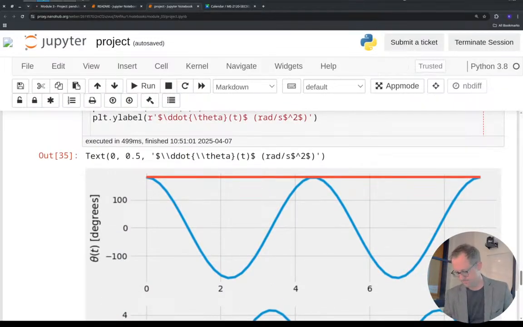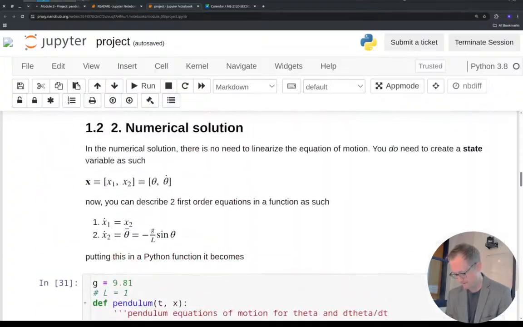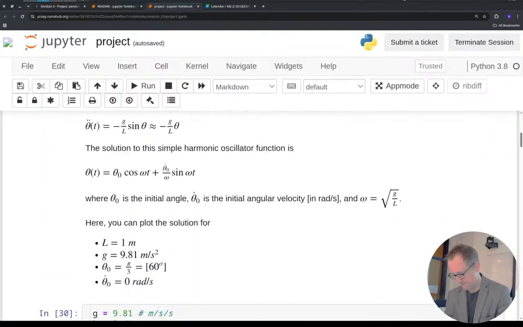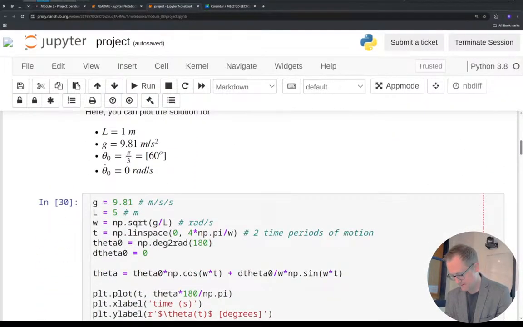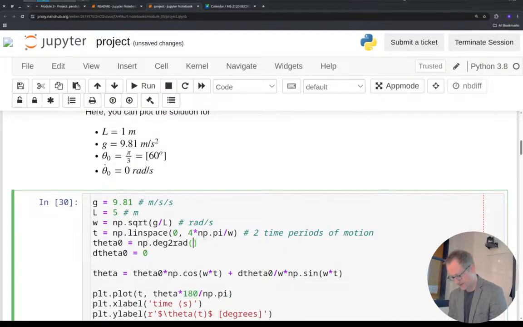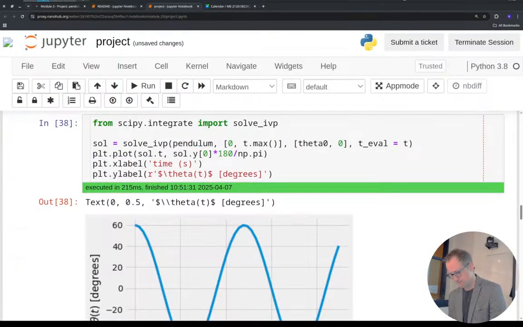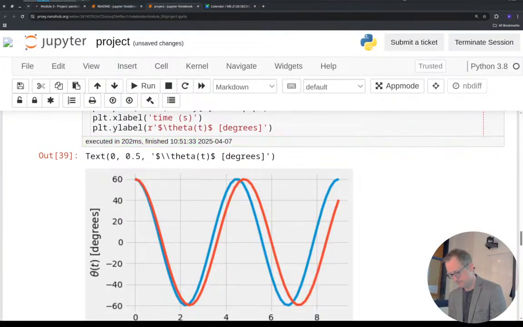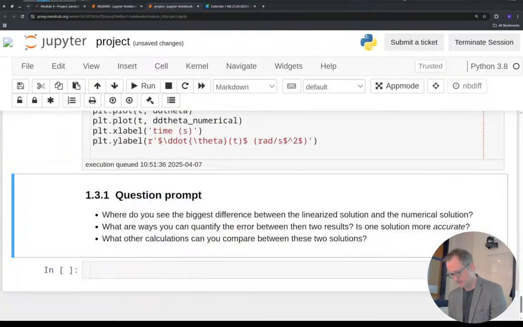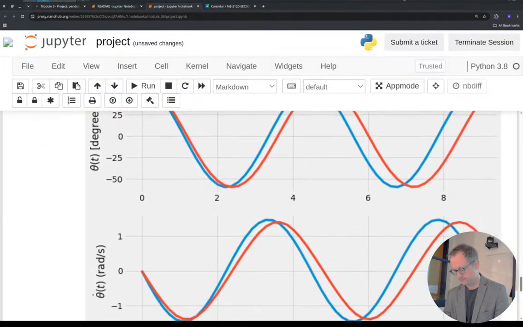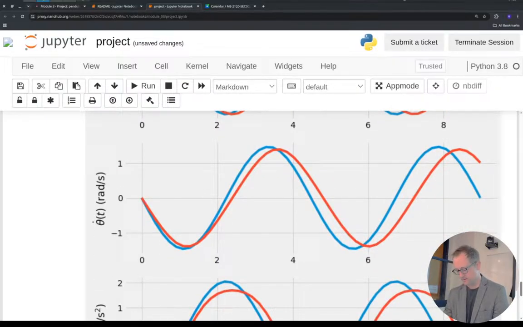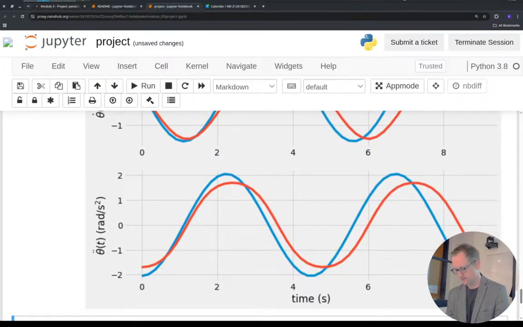All right, so let's go back. I'm going to turn this back to 60. This is kind of halfway between. So now we have a little bit of difference, but it's back to what it started as.